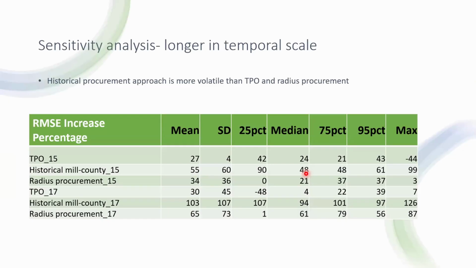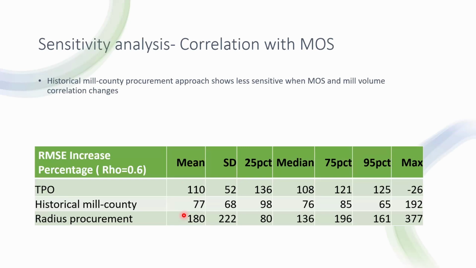So this is the IMSE increased percentage. We can see that the historical approach is more volatile, meaning it increased more compared with TPO and radius procurement. This is compared with the original IMSE of that method. And for the correlation change, with the weaker correlation, this historical mill county approach is better than the other two.